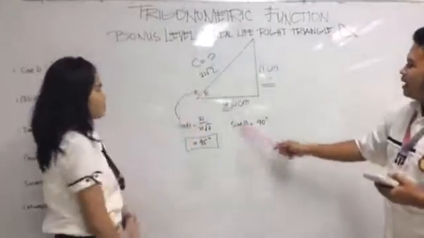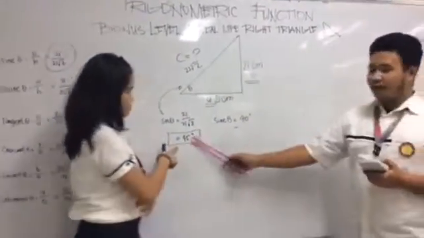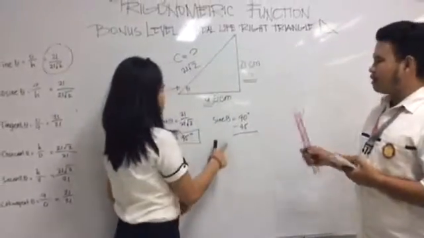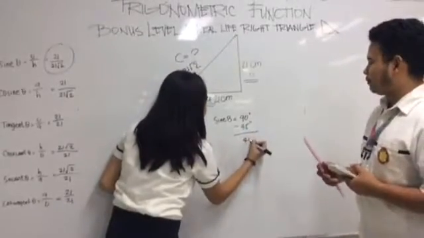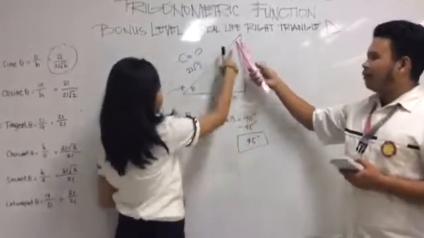So for beta, it is 90 degrees minus 45 degrees. So 90 degrees minus 45 degrees is equals to 45 degrees. And the answer for this angle is 45 degrees.